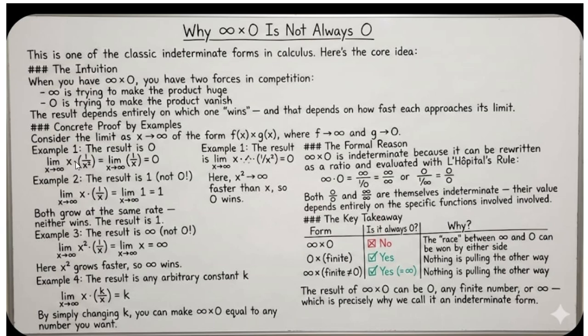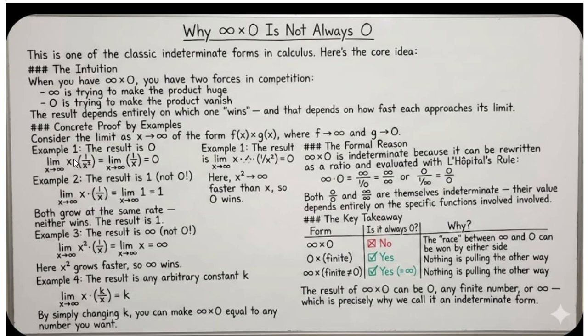See, with one example, as I told you, that's why it is an indeterminate form. But the question comes to our mind, there are two things here. Infinity is trying to make the product large and 0 is trying to make the product vanish. The result depends entirely on the example given. Suppose I say the result is 0, because if you take the limit of x into 1 upon x square and directly substitute, this is infinity into 0. In this case, it becomes 0 definitely.